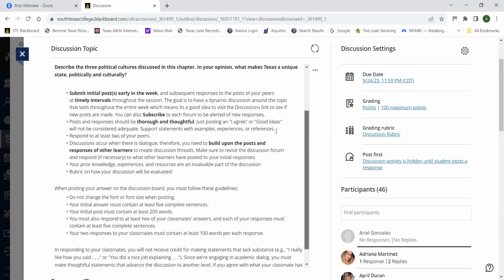So respond to at least two of your peers. Discussions occur when there is dialogue. Therefore, you need to build upon the posts and responses of other learners to create discussion threads. Make sure to revisit the discussion forum and respond if necessary to what other learners have posted to your initial responses, right? So even though there are 3 total posts, you don't have to limit it to 3. If you want to keep adding to the discussion, you're more than welcome to do so.